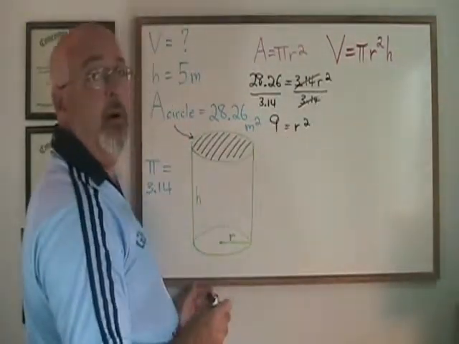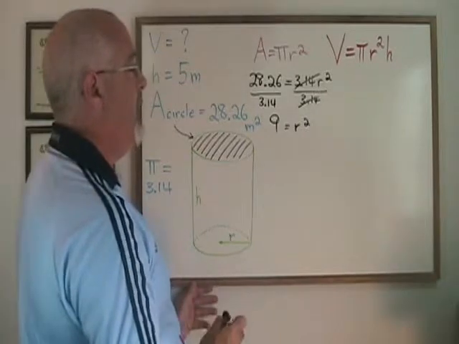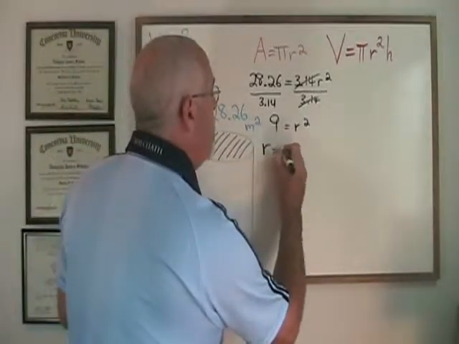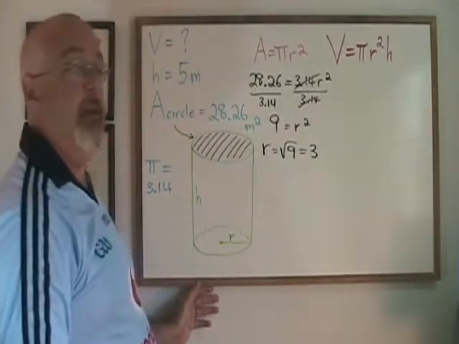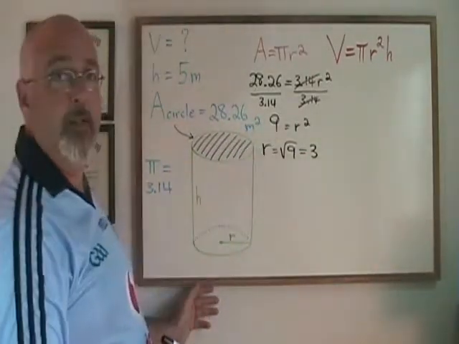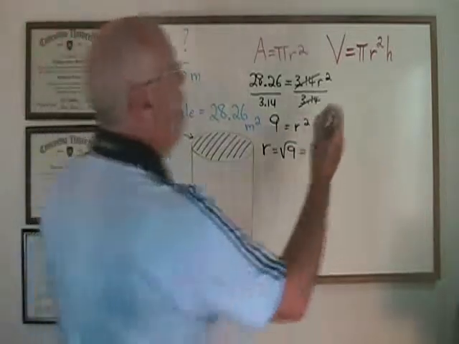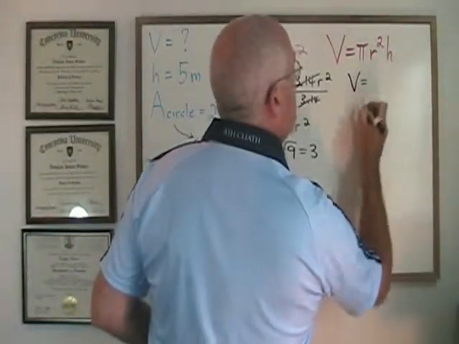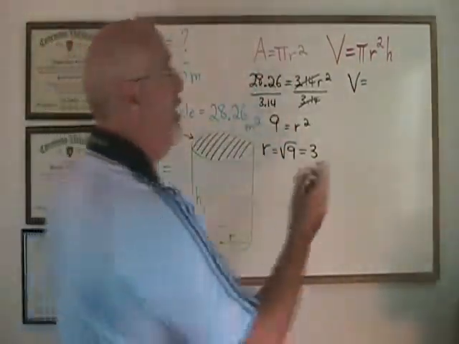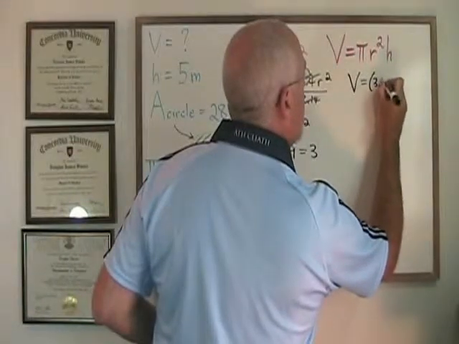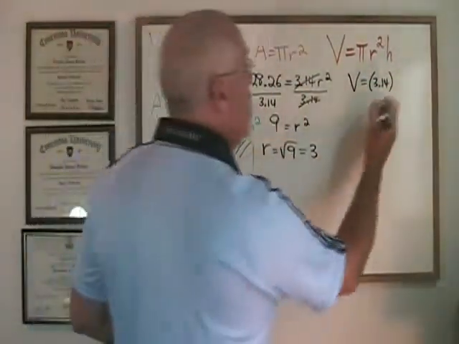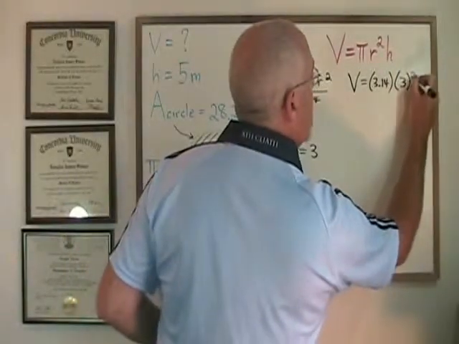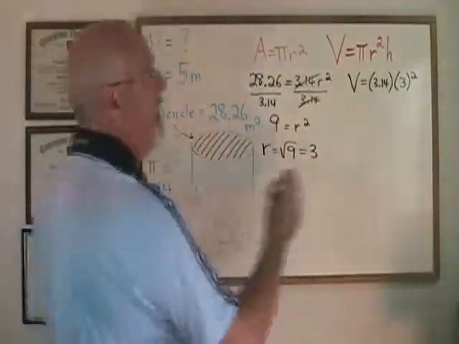But we want r, not r squared. If r squared is equal to 9, r is equal to the square root of 9, which is 3. Now we have our radius, and we can move on to use the volume of a cylinder formula. V is our unknown. It's equal to pi, 3.14, times r squared, which will be 3 squared, times h, which is 5.